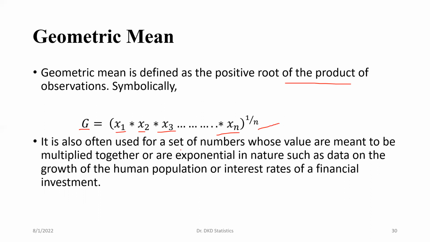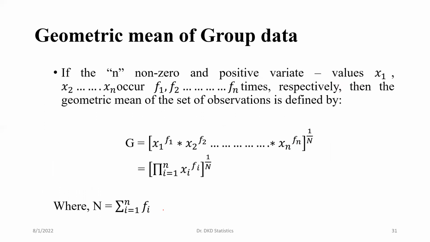It is also often used for a set of numbers whose values are meant to be multiplied together or are exponential in nature, such as data on the growth of the human population or the interest rate of a financial investment. So the geometric mean for grouped data: if we have observations x1, x2, xn with frequencies f1, f2, fn, it is (x1 to the power f1, x2 to the power f2, xn to the power fn) whole to the power 1 by n, that is, the product for i equal to 1 to n of xi to the power fi, to the power 1 by n, where n equals the summation of fi. This formula we can apply.